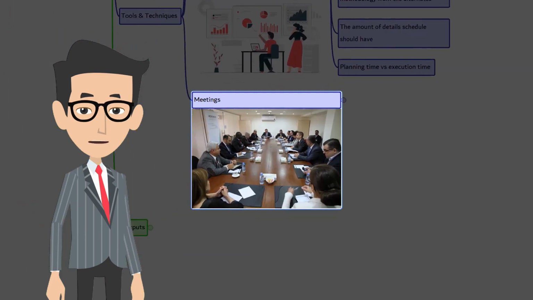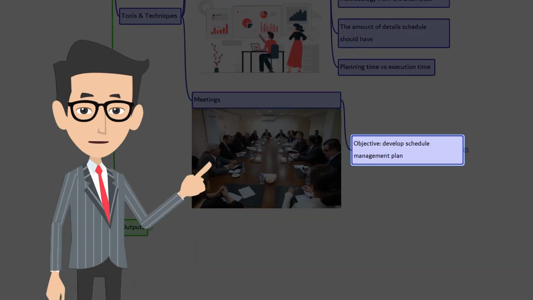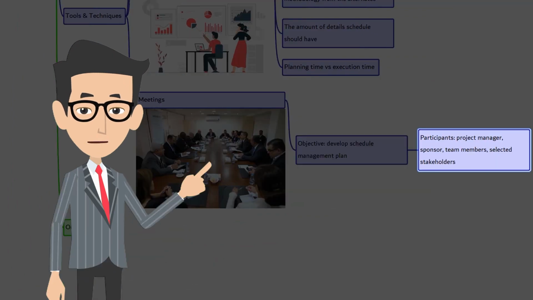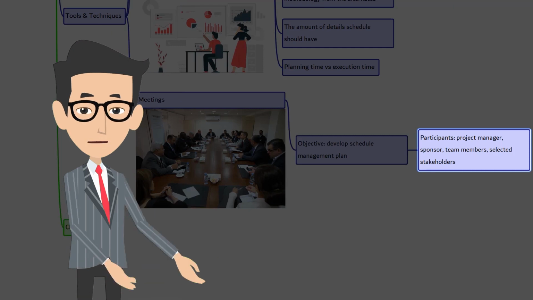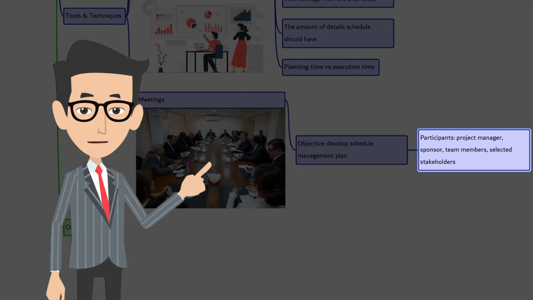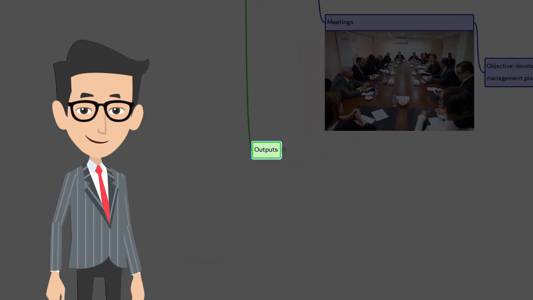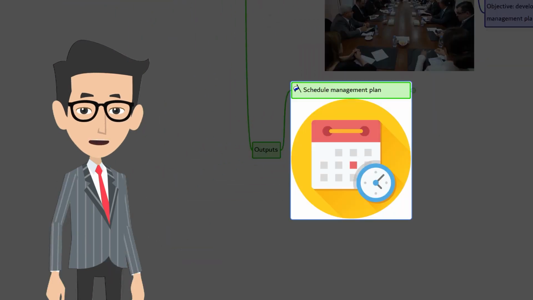The last one is meetings. The objective of the meetings is to develop the schedule management plan. Participants of this meeting may include the project manager, the project sponsor, selected project team members, selected stakeholders, and anyone with responsibility for schedule planning or execution, and others as needed. All right, now let's look at the outputs. The first one is schedule management plan.